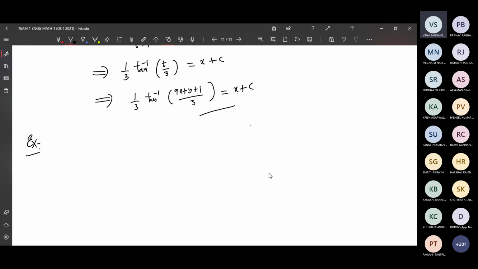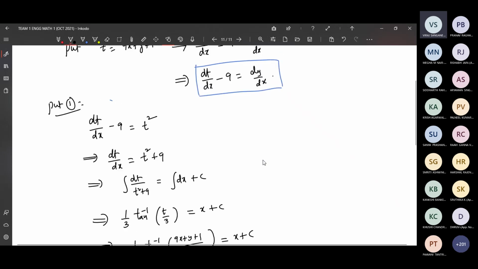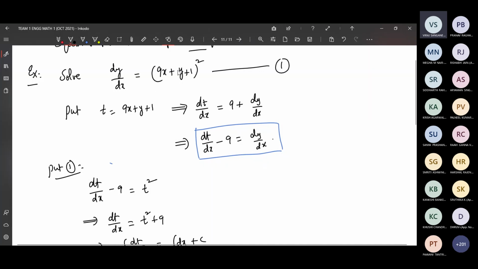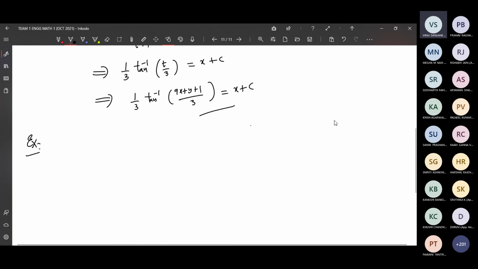The suitable t you are choosing depends on how you will get the entire equation turning into your new two variables, one is x itself and t. Sometimes you may get rid of it with 9x plus y itself. You are taking t, and that constant you are ignoring, then also fine. There is no standard way, but you suitably have to choose it. That's all, where you will be able to find a solution.